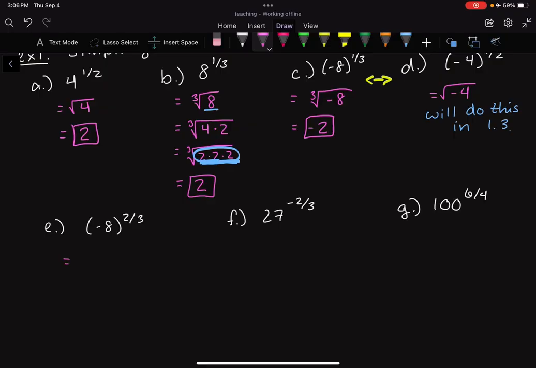So -8 to the 2/3. I'm going to write this as a root first. So the bottom number is with the root, so it's a cubed root, and then the numerator goes as an exponent. So it'd be -8 squared. Now there's really two ways to do this one. You can either deal with the root first or you can deal with the exponent first.